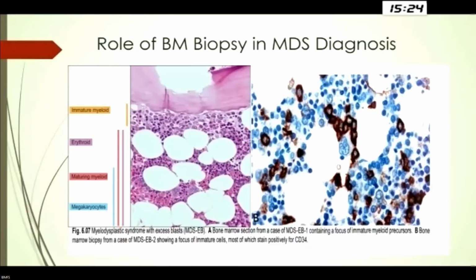The bone marrow biopsy also has an important role in the diagnosis of MDS because normally the immature myeloid precursors and the myeloblasts are located paratrabecularly. However, in MDS, there could be an abnormal localization of these immature precursors, and they would appear either in aggregates or clusters in the center of the bone marrow away from the trabeculae, and they can be highlighted by using a CD34 immunostaining.